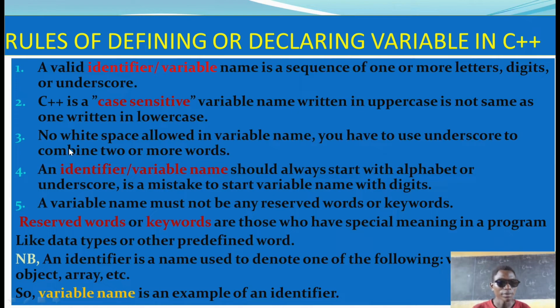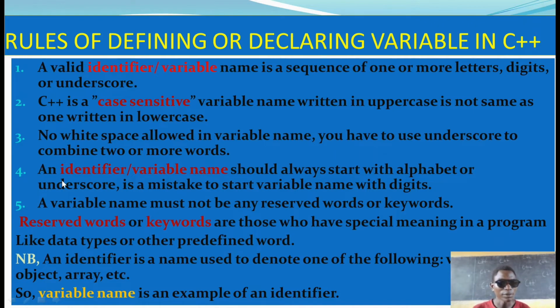The third rule says that no white space is allowed in a variable name. You have to use an underscore to combine two or more words. This means that a space in a variable name is not allowed. If we use more than one word, you have to use an underscore to combine those words.